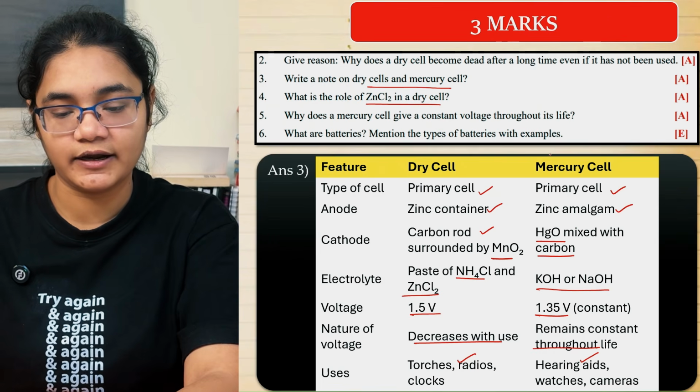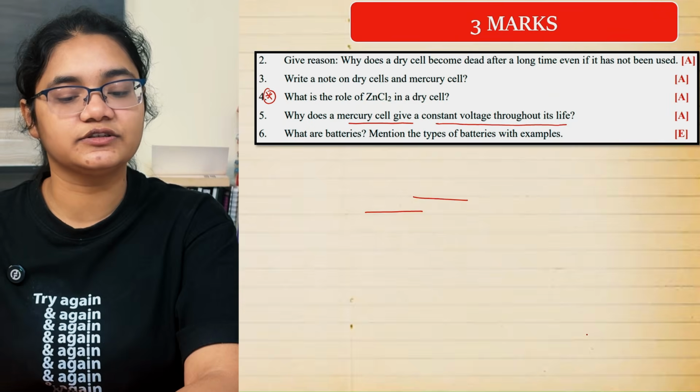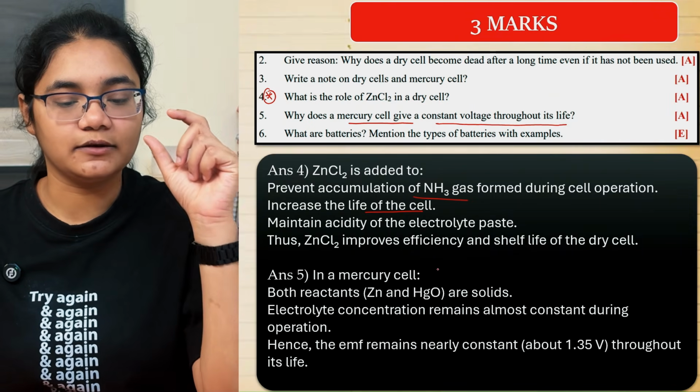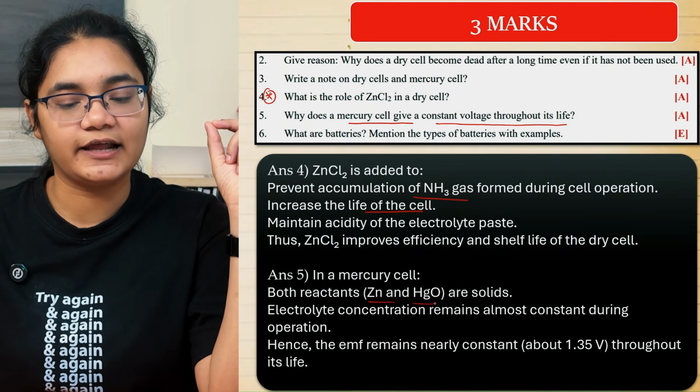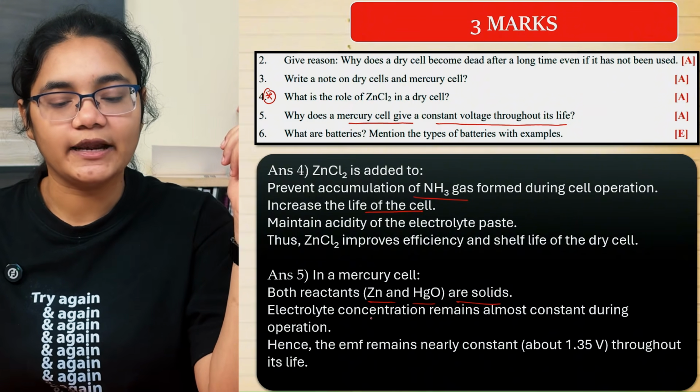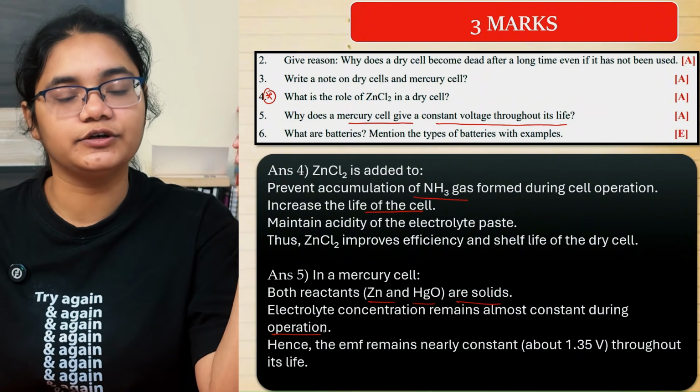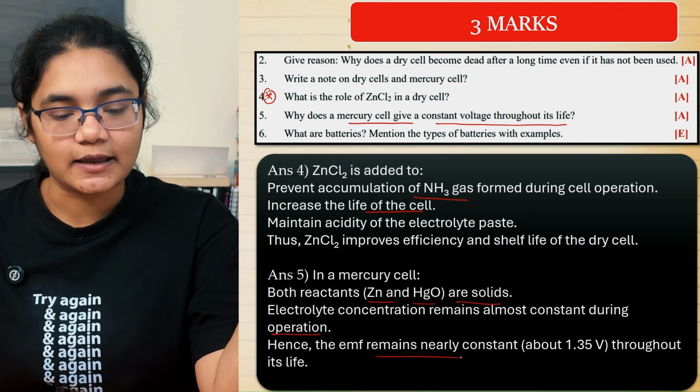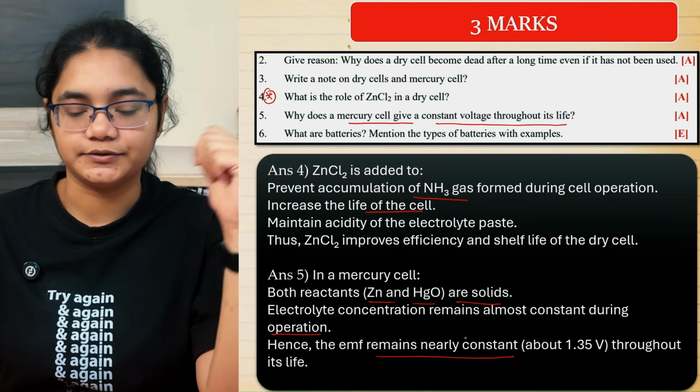Why does a mercury cell give a constant voltage throughout its life? In the mercury cell, both the reactants Zn and HgO are solids. Electrolyte concentration remains almost constant during the operation, hence the EMF of the cell also remains constant.